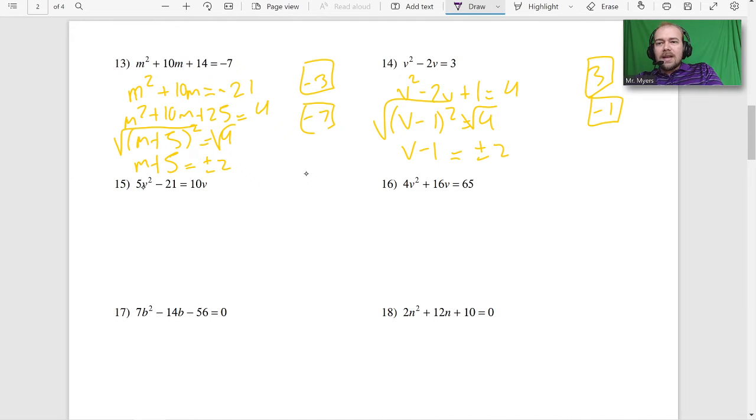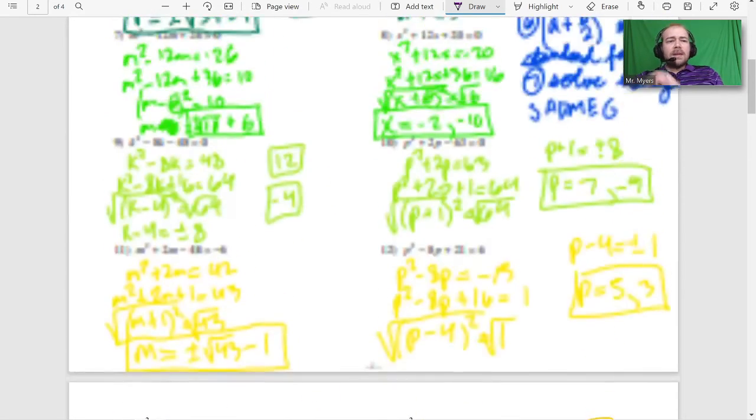So here's how we have to do this. We still want to do step 1. Remember, I said step 1 was going to be the same. 5v squared. We want to get the letters on the left. And this time one of the things with letters in it is on the right, so we need to subtract 10v from both sides. Right? Opposite operations. You want to subtract 10v from both sides, and we want to add 21 to both sides.